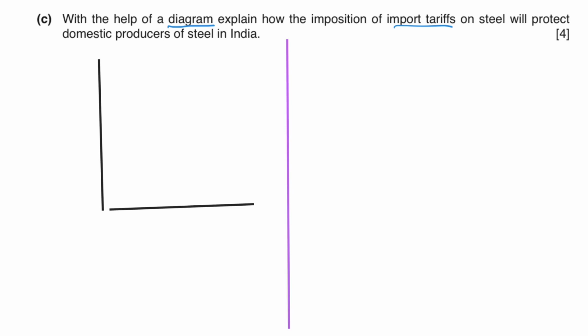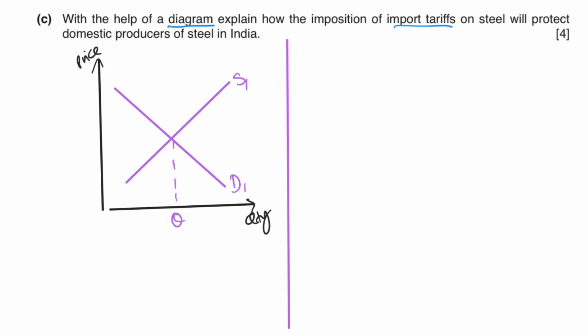So initially, on this axis you have price, and over here you have quantity. And your original demand and supply diagram will look like this. So this is D1 and this is S1. And so this is your original equilibrium with Q1 here and P1 here. Now, once the tariff has been implemented, it's going to cause the supply curve to shift to the left. And what this does is it drives up the equilibrium price. So your quantity falls and your price goes up to P2.